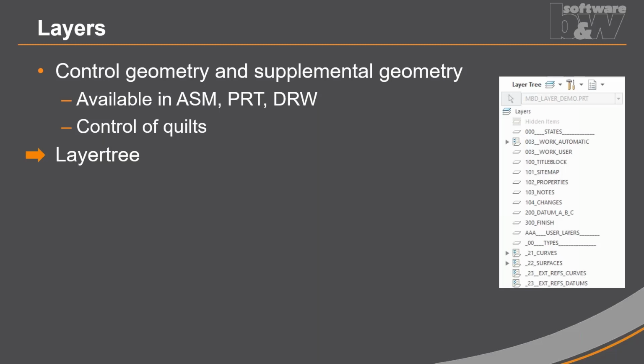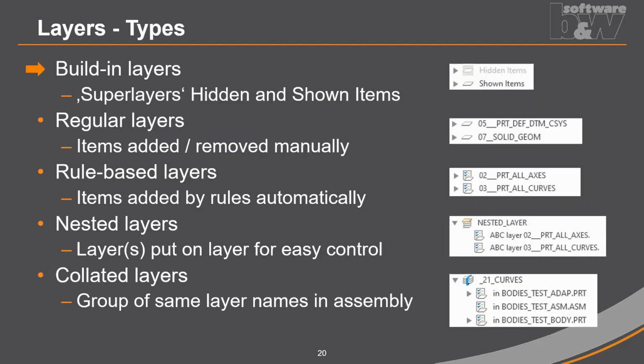I believe everybody has seen the layer tree already, so I just want to take a little bit deeper look into the different types of layers that there are. And the first one, and yeah, the most powerful ones are the built-in layers. I sometimes call them super layers, and these are the ones that are called hidden items or shown items. The next thing is a very regular layer. It's usually created and items are added by user interaction, so a user can add and remove items manually.